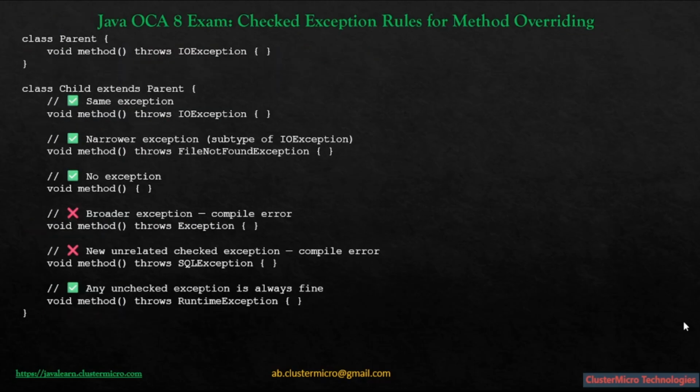Okay. Next is checked exception rules for method overriding. So the rules for checked exception in method overriding follow a very simple idea. The child method must not make things harder for the caller. This is based on polymorphism. When code calls a method through parent reference, it only knows about the exceptions declared in the parent. So the child method can throw the same checked exception, throw a more specific subtype, or throw nothing at all. All of these are safe because the caller is already prepared. However, the child method cannot throw a broader exception or throw a new unrelated checked exception that would break the caller's expectations and cause problems.